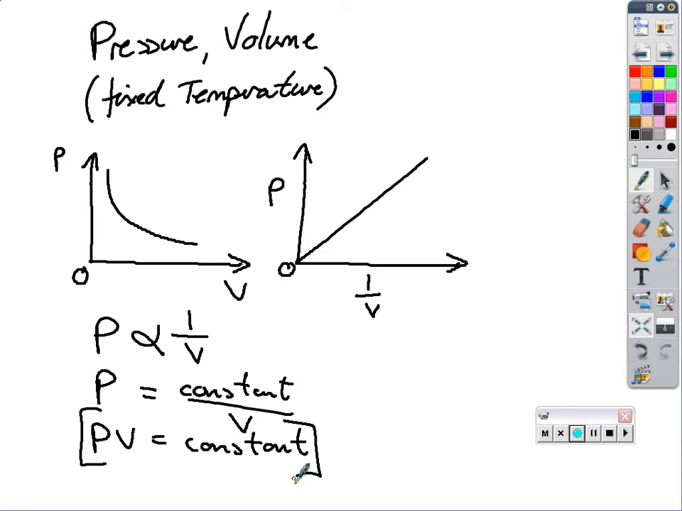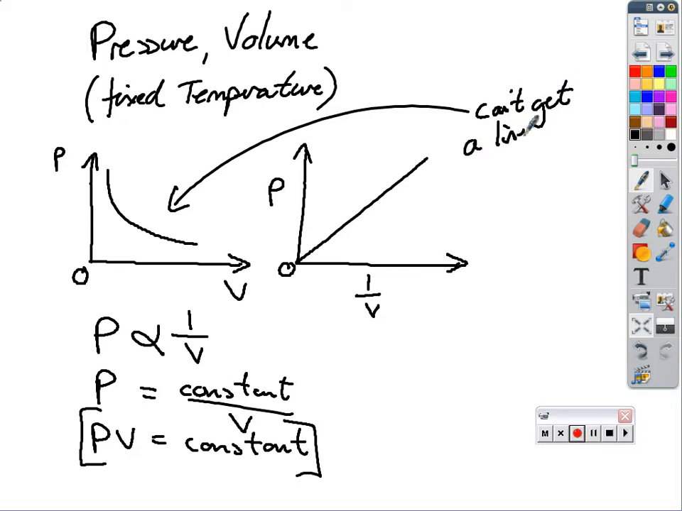So the whole point of changing it to 1 over V is that we cannot get a nice linear relationship from this graph. Because this graph will give us a nice direct relationship, which is P is proportional to 1 over V.